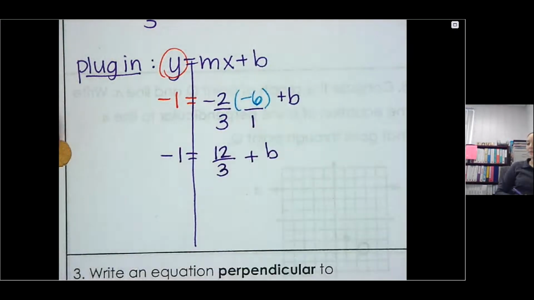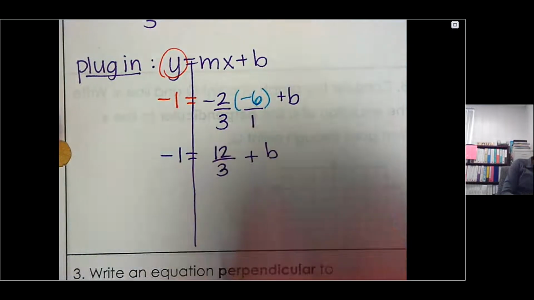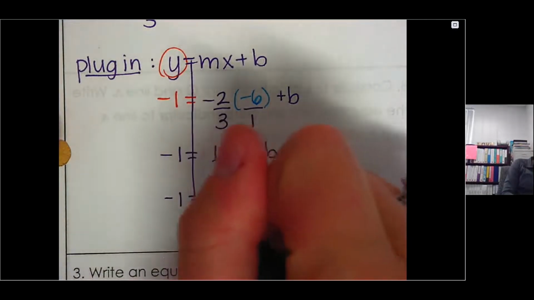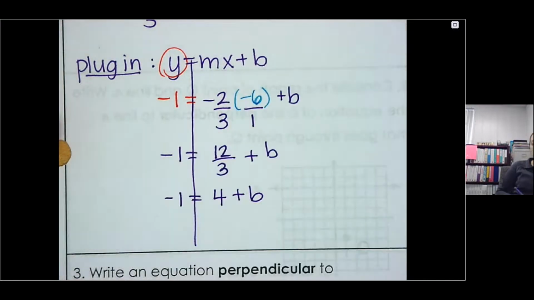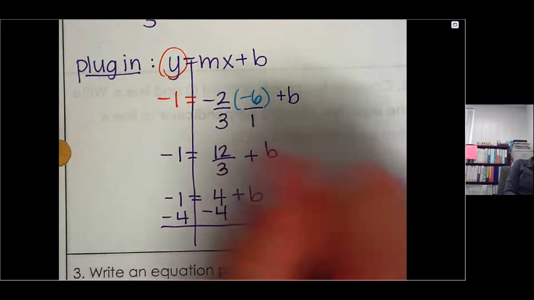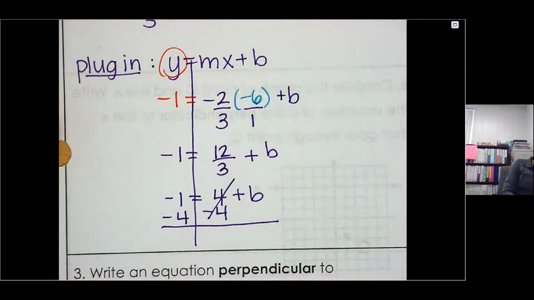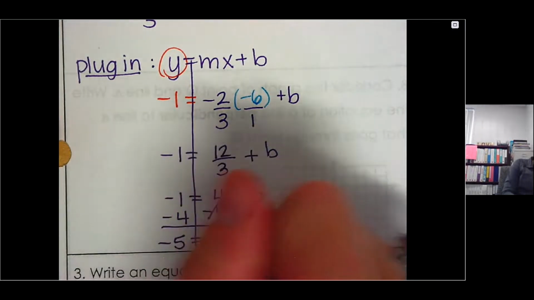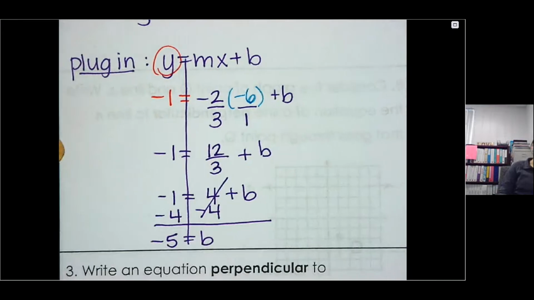Can you reduce 12 divided by 3? Yes, and you get 4. And then what? Subtract the 4, you're trying to get b by itself. What do you get for your new y-intercept? -5 is your y-intercept. So the last and final step, we solve for b.